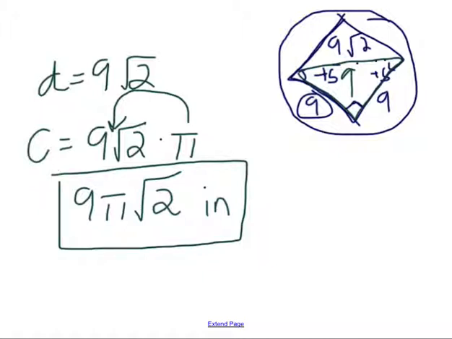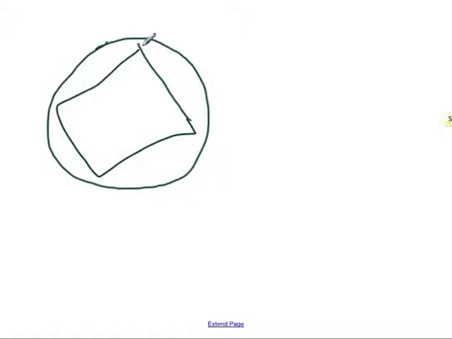Let's take a look at number 10. Find the circumference of a circle with a circumscribed square that is 10 feet long. Okay, so here we have our circle, and we're going to put a square in it. It says the side is 10 feet long. So this is just like our previous problem. We have a right angle here. These are 45. These are 45.